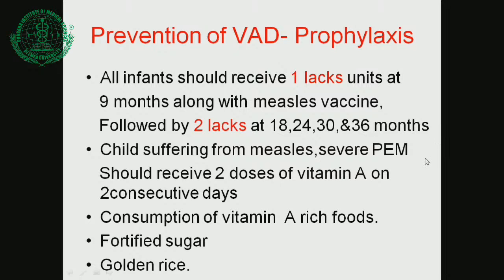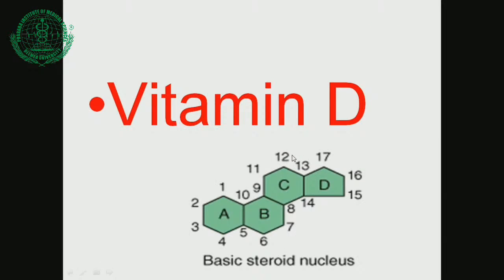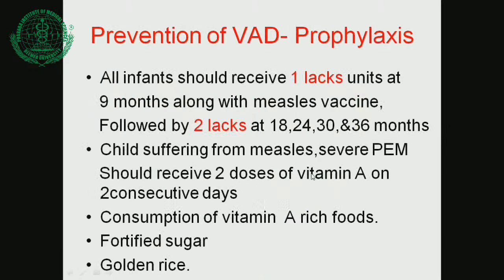for prophylaxis of vitamin A. Then also a child suffering from measles. This is a dictum nowadays: any child admitted with measles should receive 2 doses of vitamin A on 2 consecutive days. Now there is a little change. Initially we used to give only 1 dose. Now there is a change. Any child suffering from measles, give 2 doses of vitamin A on the first and second day.